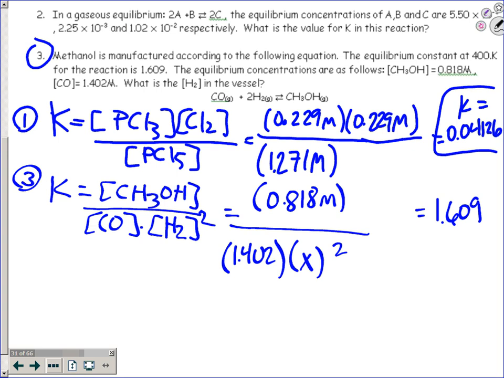Kelvin is just telling you a temperature it's established at. It doesn't matter. Kelvin is just our temperature. It's just saying what temperature is occurring at. That's all. No importance.